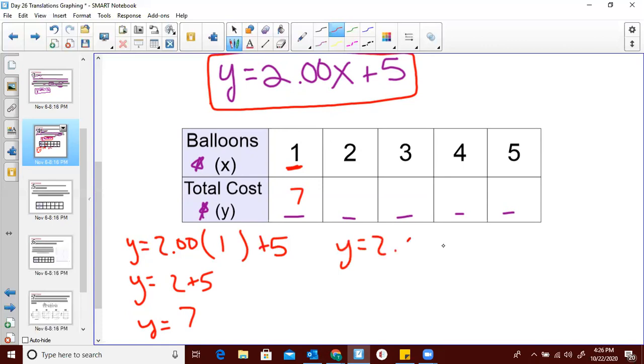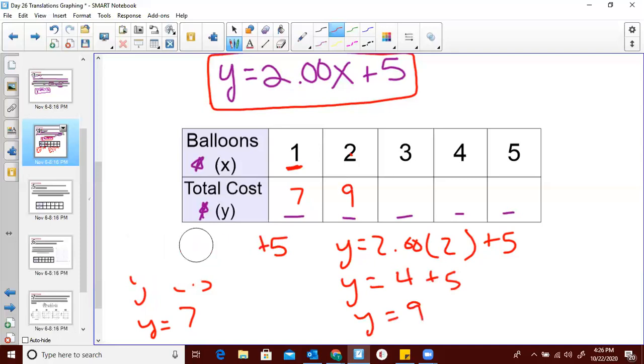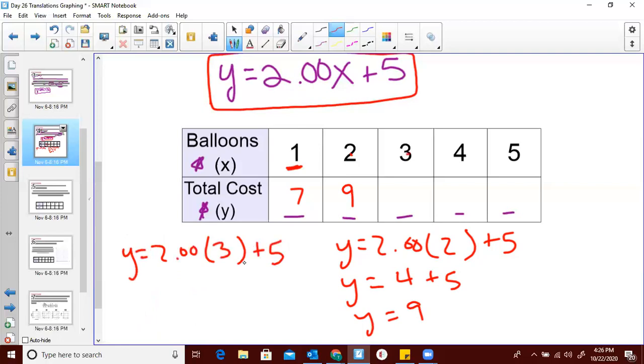I'm going to leave this open where my variable is. That's where I'm going to put my 2. Y is going to equal 2 times 2 is 4 plus 5. My y is going to equal 9. For the sake of space, I have y equals $2, and I leave a space here for my variable. Up here, my x is going to be 3. So y equals 2 times 3 is 6 plus 5, and 6 plus 5 is just going to be 11.